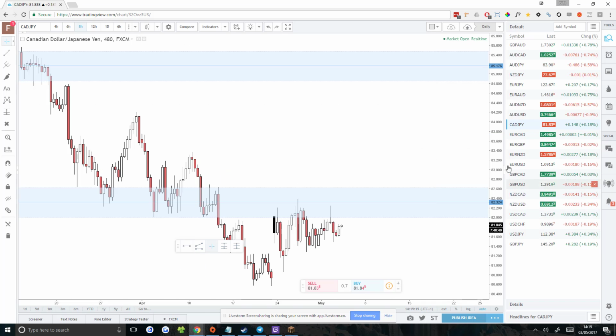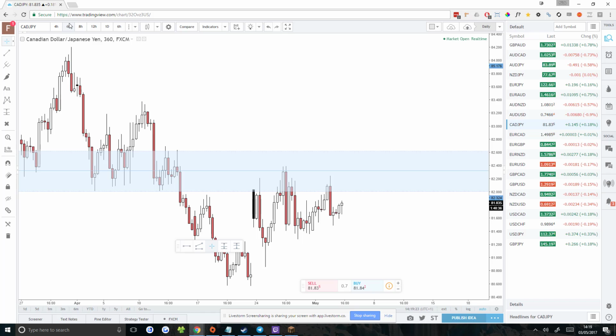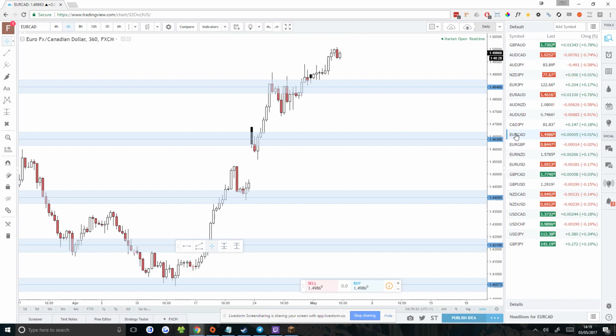Oh yeah, we talked about CAD-JPY yesterday a little bit because it looked like there might be a short trade forming, but it wasn't worth entering because it was too messy. And I am glad I didn't, because look where it's at right now. Too messy.